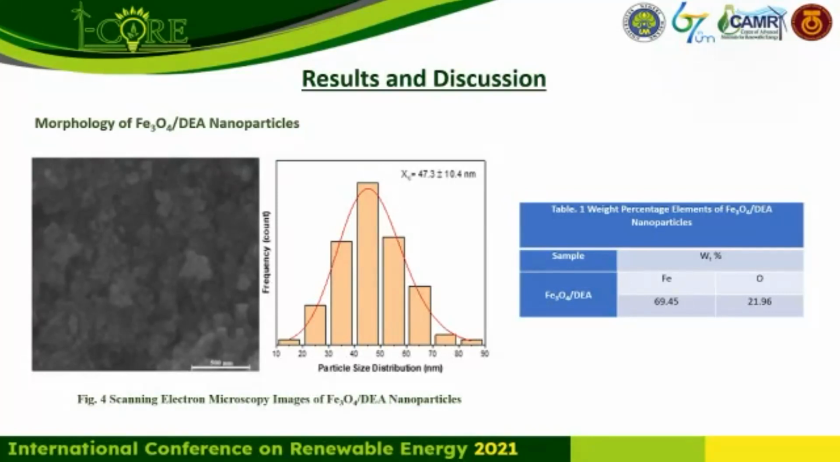Identification of elements in magnetite diethylamine nanoparticles was also carried out along with morphology. The results obtained show representative results for magnetite compounds, which have two major constituent elements, namely Fe and O. The weight percentages of the two elements are 69.5% and 30.5% respectively.